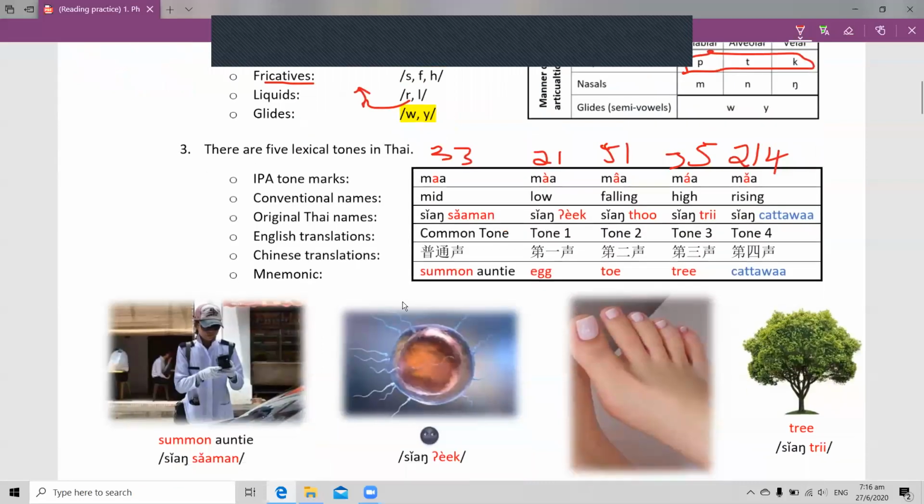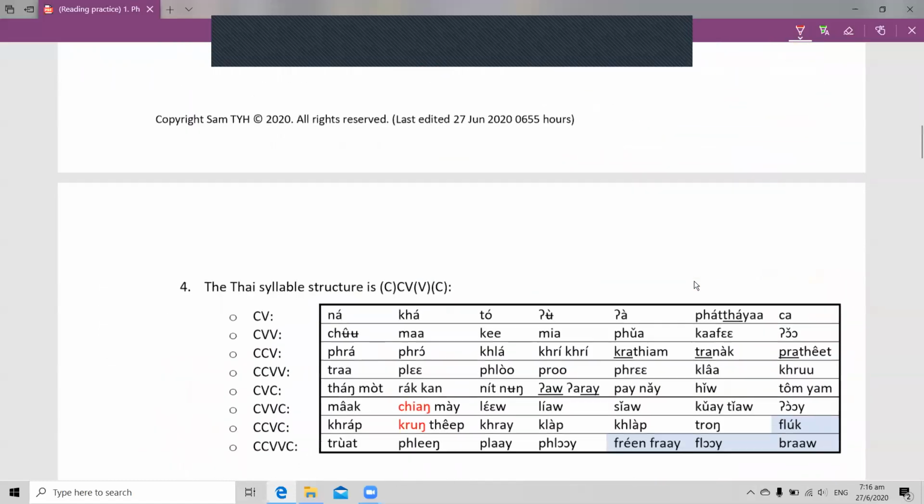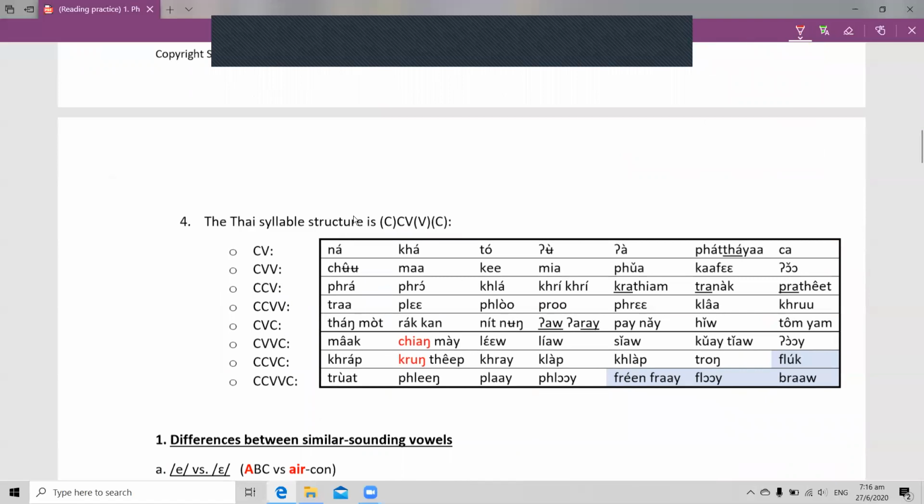A way to remember is Siang Saman, common tone. Saman sounds like the Saman auntie. Ek sounds like egg, To sounds like our toes, and Tri sounds like tree. And Chatawa is just something we can learn. Lastly, let's talk about the syllable structure in Thai. I didn't mention this in the first lecture, but let's go through this.